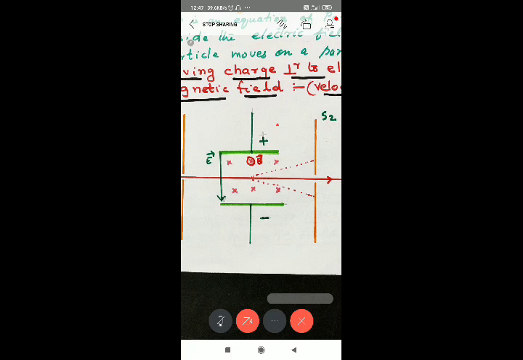What is the direction of magnetic field? Kamalesh? What is the direction of magnetic field? Sai Krishna? What is the direction of magnetic field?